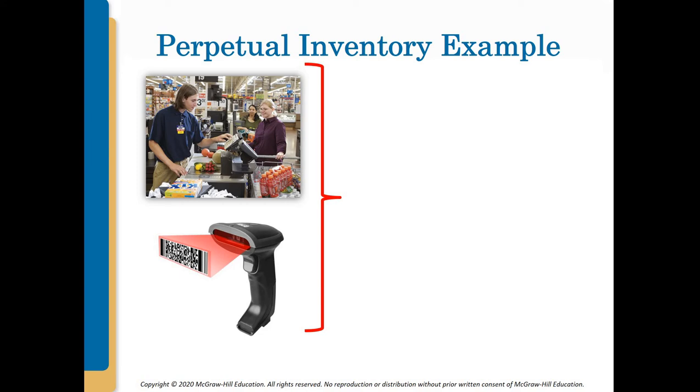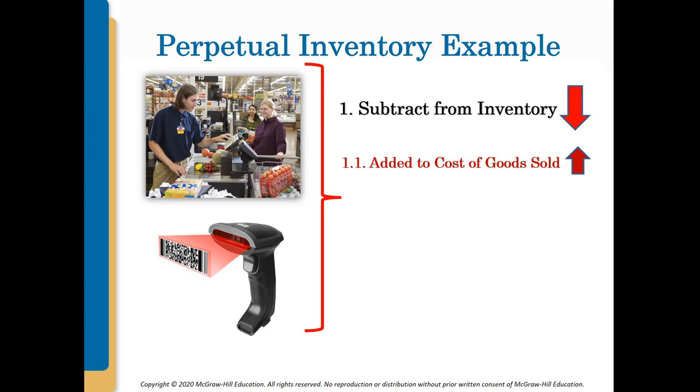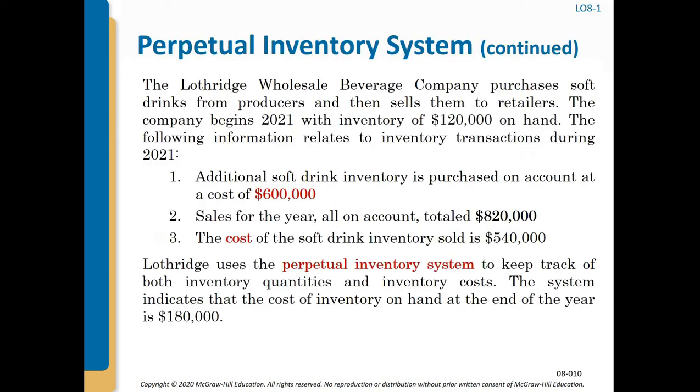When we go to Walmart, every time we scan the barcode of a product or an item, three things happen. The first one, it subtracts from the inventory, so the total inventory goes down. Number two, it adds cost to the cost of goods sold, and number three, it adds revenue to the sales revenue. Three things happen every time, after every single barcode scan.